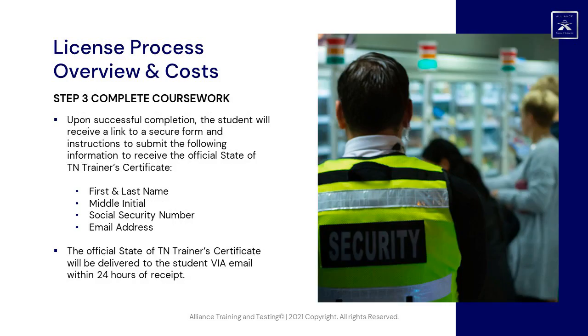Step 3. Complete coursework. Upon successful completion, the student will receive a link to a secure form, and instructions to submit the following information, to receive the official State of Tennessee Trainer's Certificate: first and last name, middle initial, Social Security number, email address. The official State of Tennessee Trainer's Certificate will be delivered to the student via email within 24 hours of receipt.